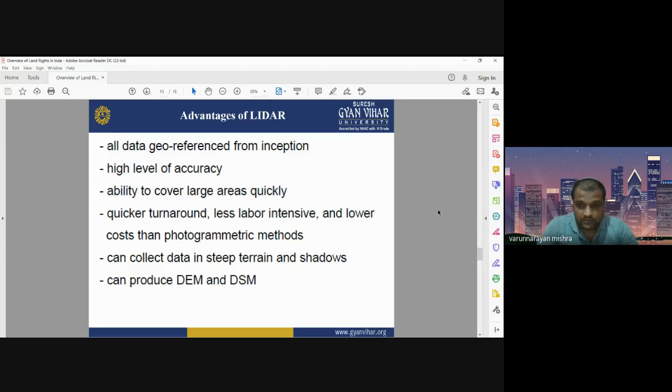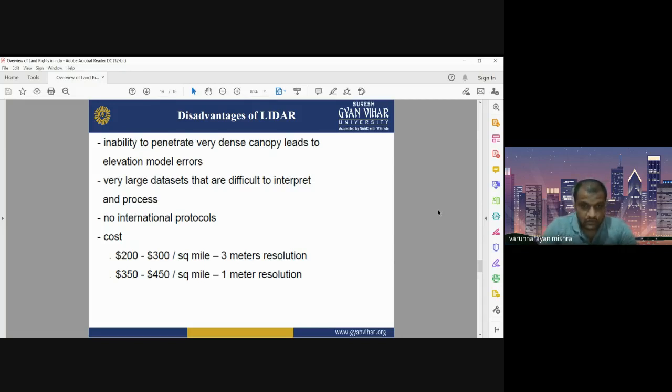These are some advantages of lidar, but there are also some disadvantages. It cannot penetrate through clouds, and it also cannot penetrate dense canopy. Canopy is the upper surface of the trees when we see them from space. In the case of a very dense canopy, it is not able to penetrate that kind of forest. In the case of cloud, it cannot work. It also produces very large data sets that are difficult to interpret and process. With such large volume data sets, it is not very easy.